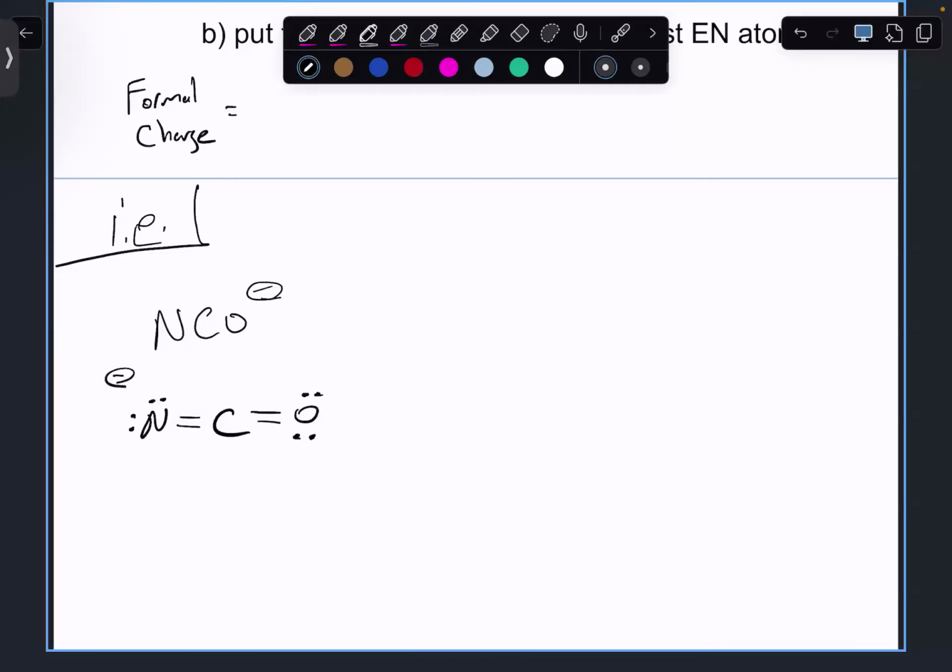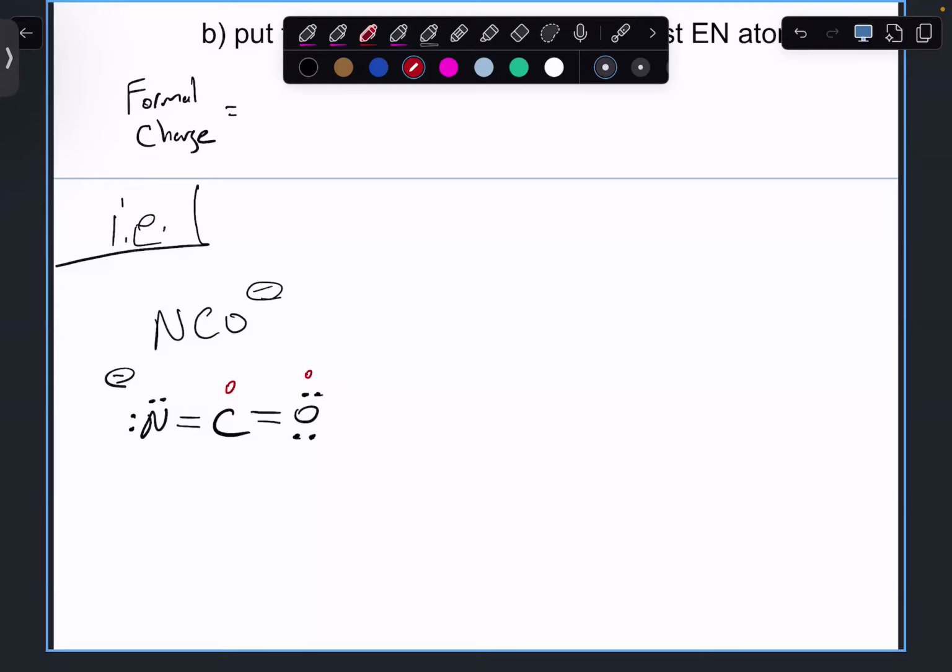What about the oxygen? Is the oxygen in its normal valence state? 2 bonds and 2 lone pairs. Looks good to me. That's a 0 formal charge. The nitrogen's not in its normal valence. A normal nitrogen should be making 3 bonds with 1 lone pair. This does not have that.